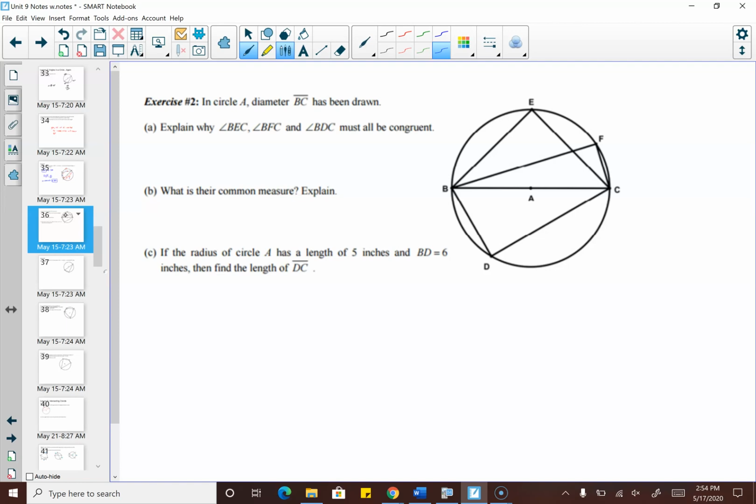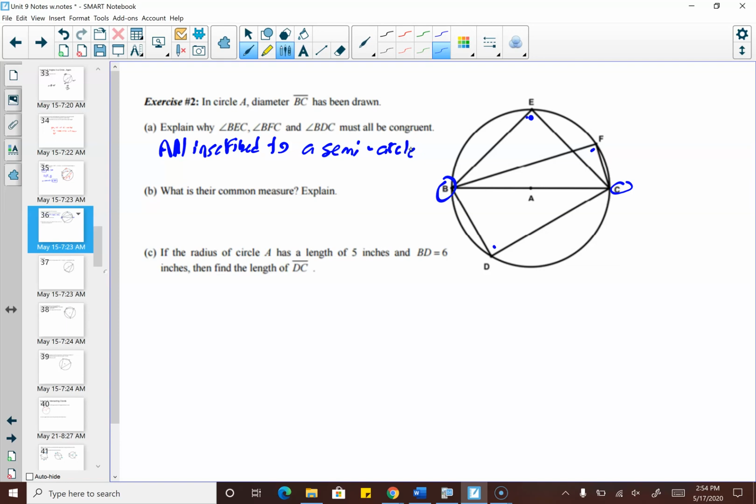So in circle A, diameter BC is drawn. Explain why angle BEC, BFC, and BDC must all be congruent. And if you look, all three of those angles have the endpoints of B and C. So the endpoints form the diameter. So they are all inscribed to a semicircle. All right. So all of those are inscribed to the semicircle. Therefore, they all have to have the same measure.